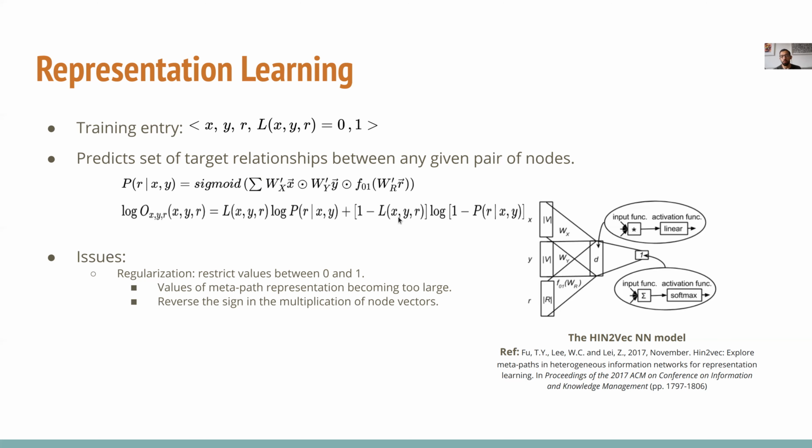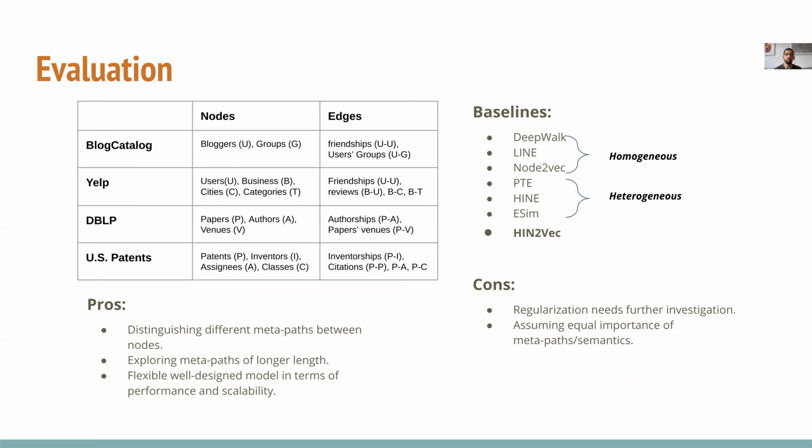And this is their model. They trained this model on 4 datasets, and all of them, you can see, are heterogeneous datasets. So, for example, if I take DBLP as an example, it consists of 3 node types: paper, author, and venue, and 2 different types of edges, which are authorship, PA, and paper-venue, PV.